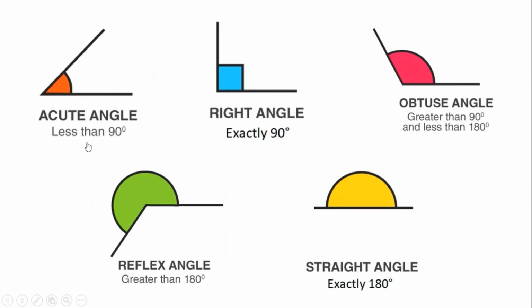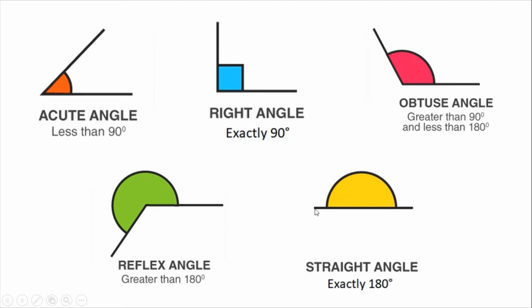So we've had acute angle, less than 90 degrees. It's a little one. A right angle, because it's exactly 90. It thinks it's always right. And we've got an obtuse angle, which is greater than 90 degrees.